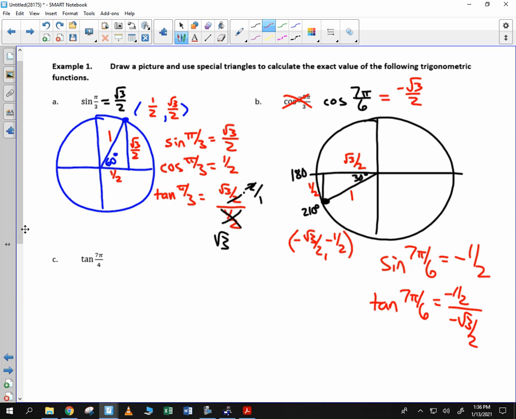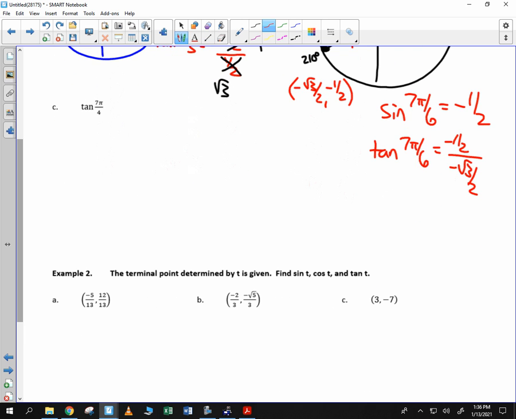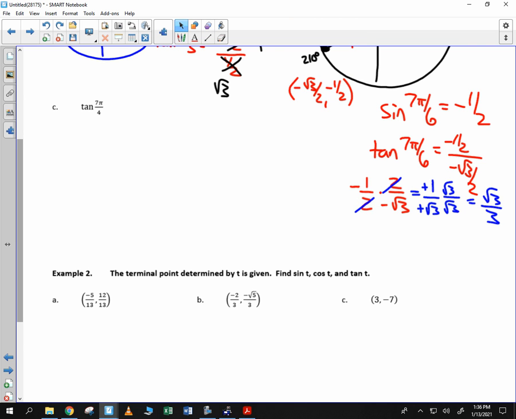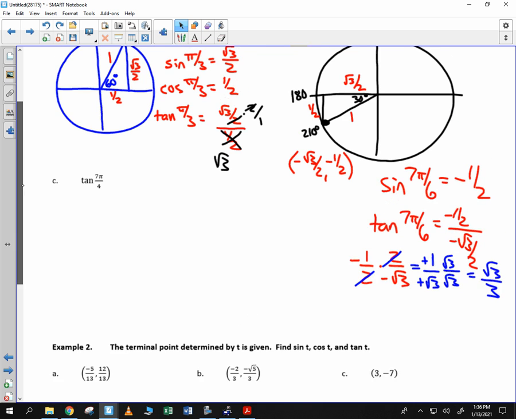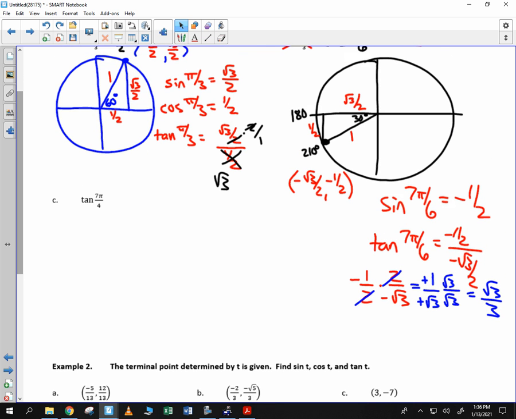This is different than the last one. Watch what happens in this example. Negative 1 over 2 times the reciprocal, 2 over negative root of 3. Those cancel, leaving negative 1 over negative root of 3. Can't leave a radical in the denominator. I get the root of 3 over 3. That is the tangent value. Let's look at the last one here, the tangent of 7 pi over 4. The pi over 4 tells me that it is a 45-degree angle.